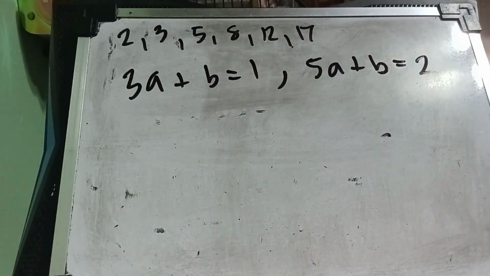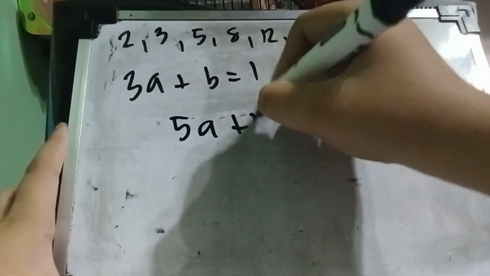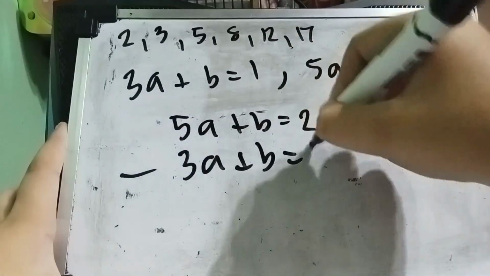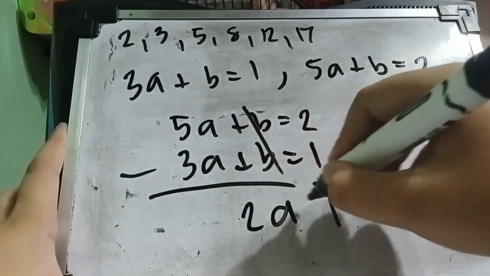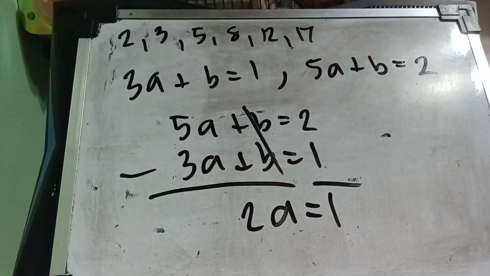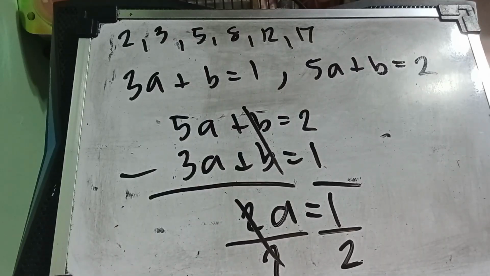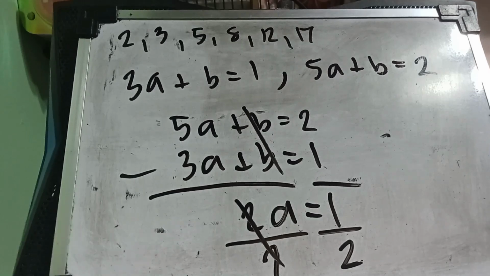Sila na yung i-eliminate natin para mahanap natin yung value ni a. 5a plus b is equal to 2, minus 3a plus b is equal to 1. b is eliminated. 2a is equal to 1. Paano mo matatanggal yung 2? Over mo siya sa 2 para matanggal sa a at para mapunta dito. So, a is equal to 1/2.